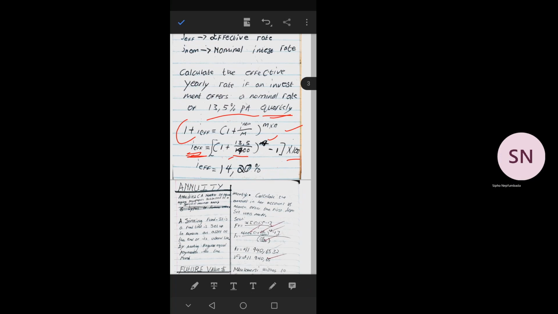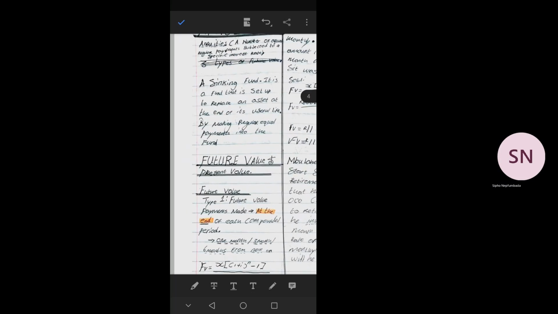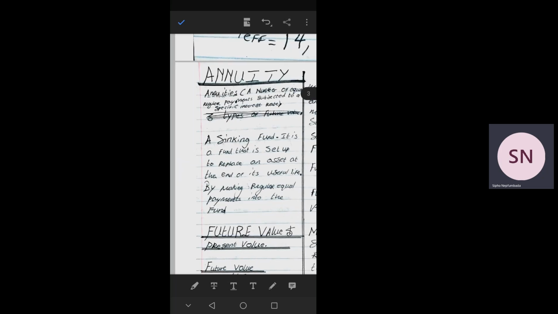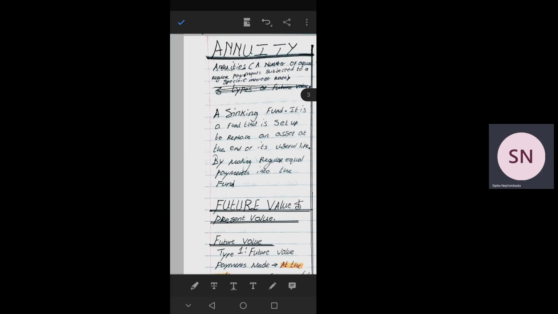Now we talk about annuity. An annuity is the number of equal regular payments subjected to a specific interest rate. Then we talk about a sinking fund. A sinking fund is a fund that is set up to replace an asset at the end of its useful life by making regular equal payments into the fund.